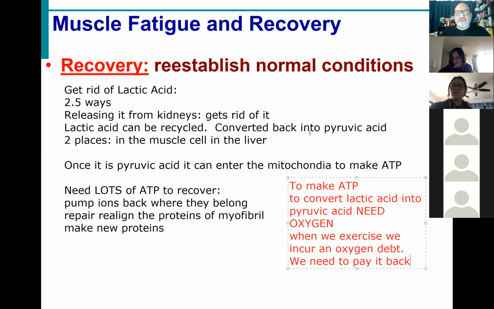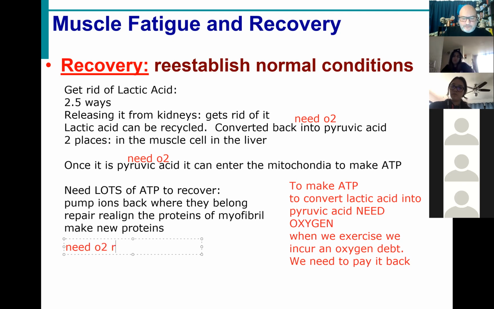We need oxygen to convert the lactic acid back into pyruvic acid. We need oxygen so that that pyruvic acid can enter into the mitochondria to make the ATP for all of these activities. We need oxygen to replace the used oxygen on our myoglobin. What was myoglobin again?